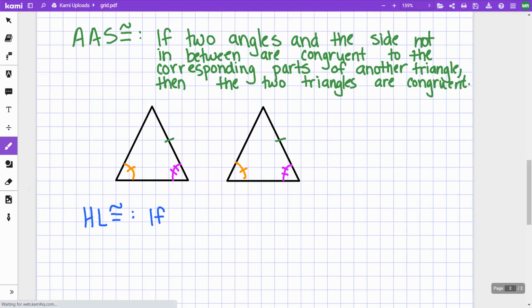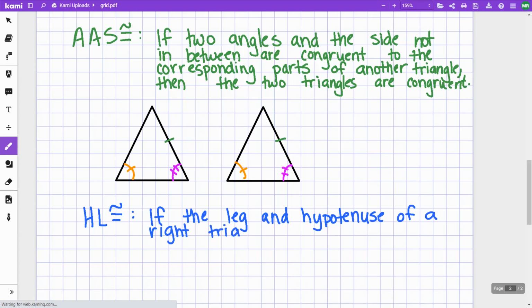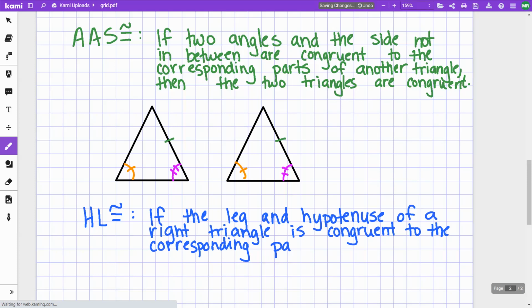If the leg and hypotenuse of a right triangle is congruent to the corresponding parts of another triangle, then the triangles are congruent.